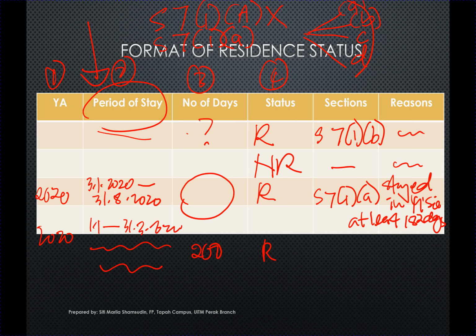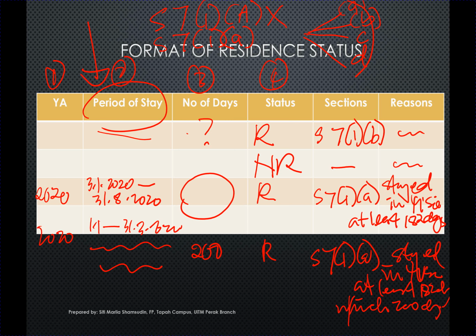So status: resident. Kenapa resident? By virtue of section 71A. Kenapa? Sebab dia stay in Malaysia at least, okay, ataupun minimum 182 days. Which is dia duduk for how many days in this case? Dia duduk for 200 days. Jadi when this individual bayar tax untuk YA 2020 nanti, dia dapatlah benefit tadi. Boleh dapat relief, dapat rebate, dapat scale rate. So inilah the benefit yang dia dapat.